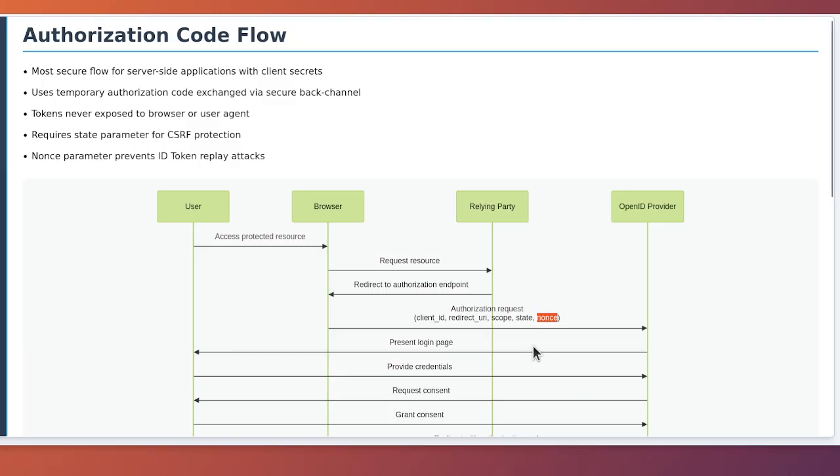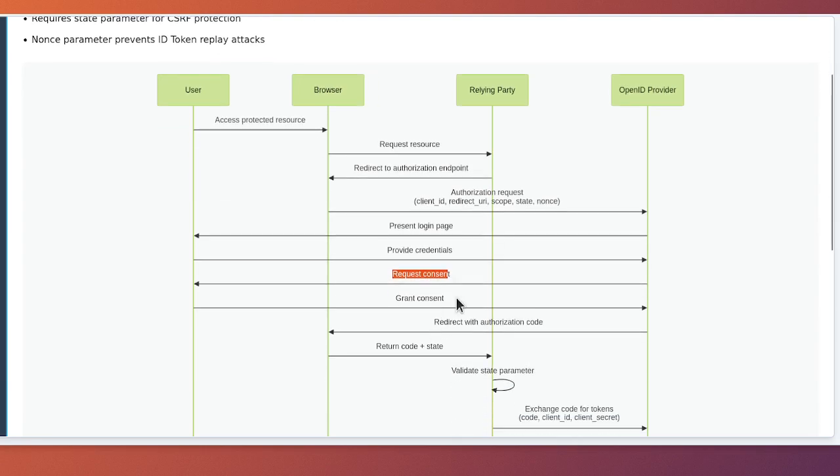At the OpenID provider, the user is presented with a login page where they enter their credentials. Depending on the provider's configuration and the authentication context, this might involve a password, multi-factor authentication, or other authentication mechanisms. After successful authentication, the provider may present a consent screen asking the user to approve the application's access to their information. This consent is a critical privacy protection, ensuring users understand what data they are sharing with applications.